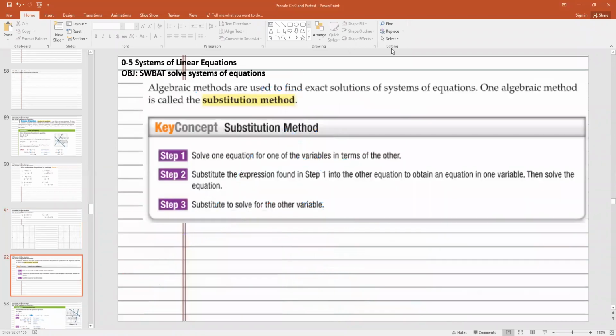All right, so that's that. And now we're going to look at the substitution method. So substitution method is really cool. You just need to solve for one of the variables first.